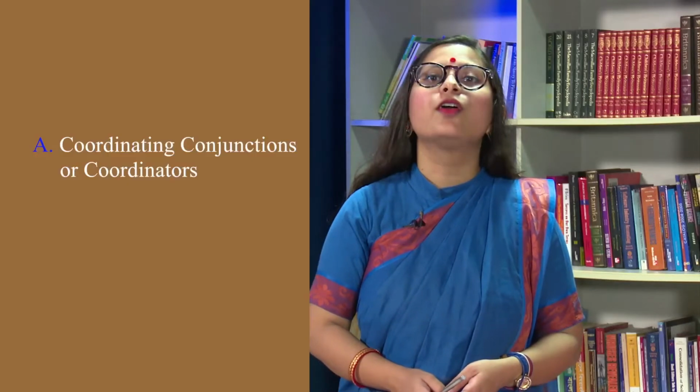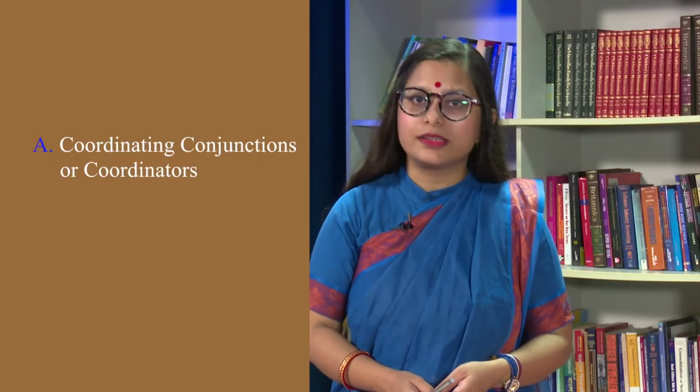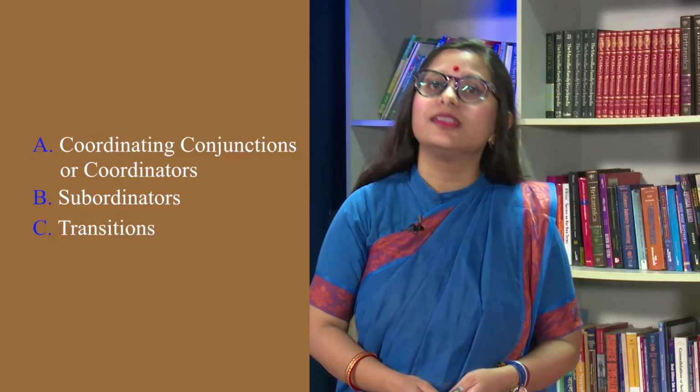Okay. So, now I am going to discuss the kinds or the types of linking words or connectors. Usually there are three kinds of linking words or connectors: coordinating conjunctions or coordinators, subordinators and transitions. First, I am going to discuss coordinating conjunctions or coordinators. Coordinating conjunctions or coordinators are the most common kind of linking words or connectors that you are going to find. It sits in the middle of the sentence and joins two independent clauses together.